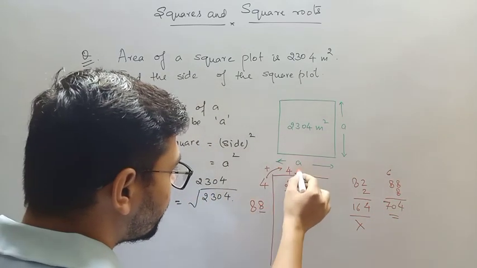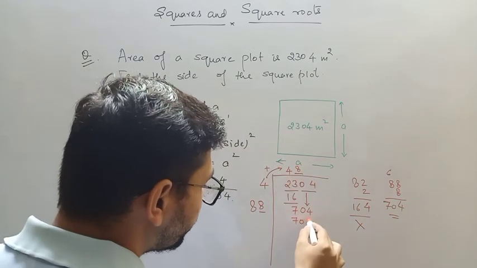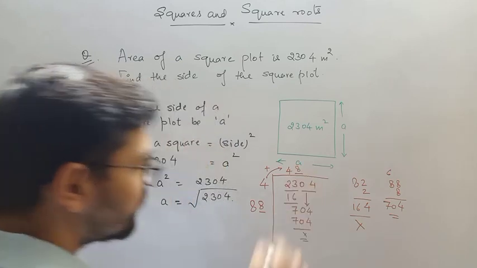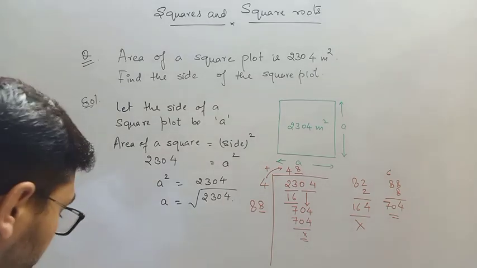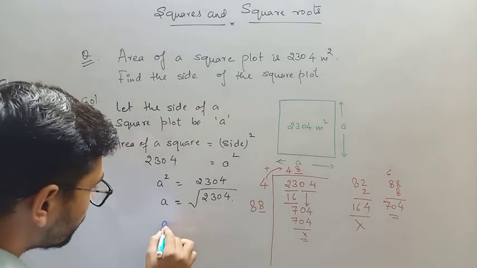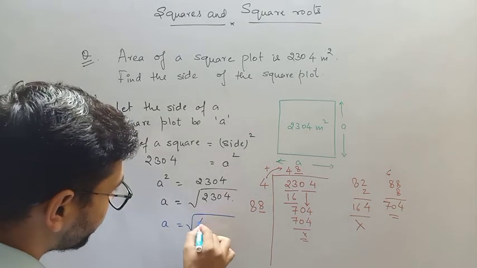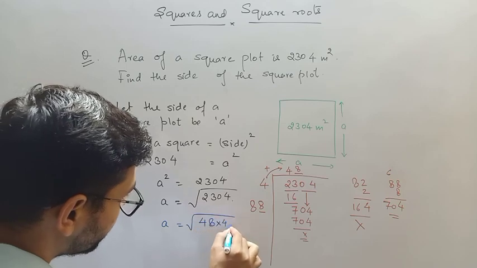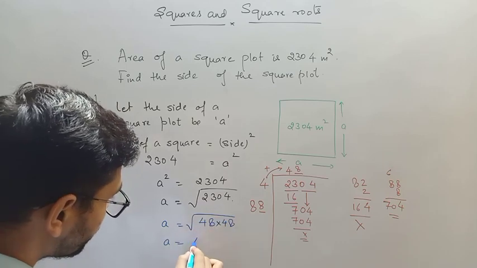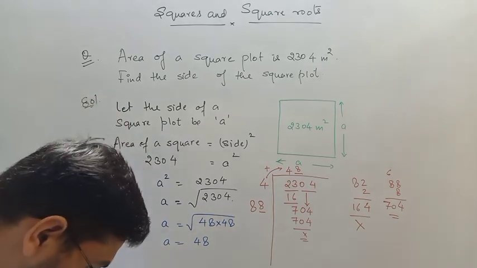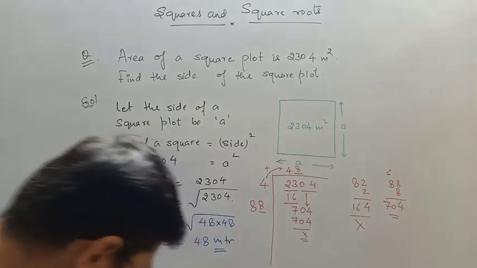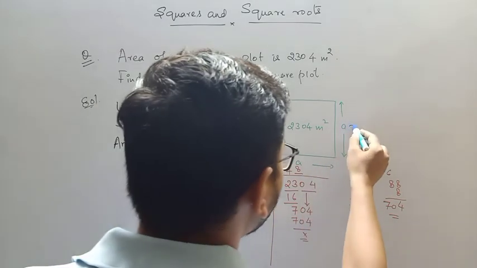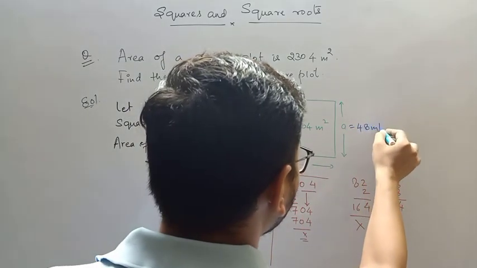So put it 8 and 8. 704. That means the square root of 2304 is equal to 48. That means the side of this square is 48. So A is equal to 48 into 48, or you can write A is equal to 48. What is given? A meter. So 48 meters. So this is your answer. Okay, so the answer is 48 meters.